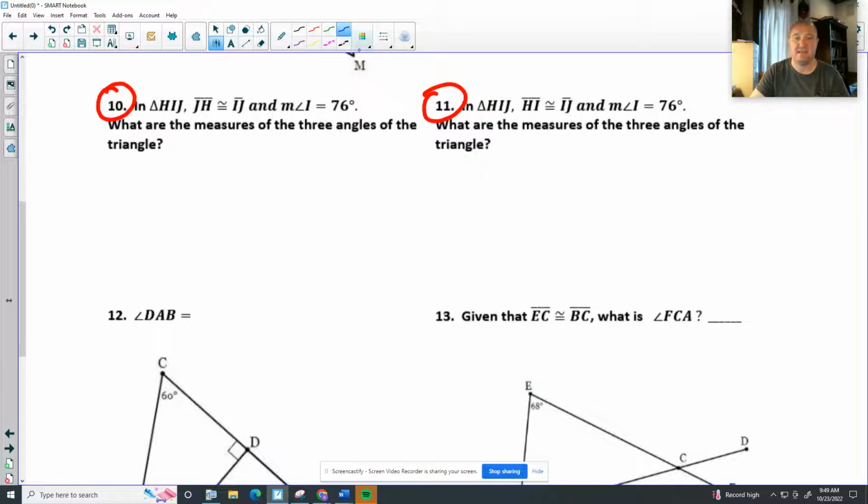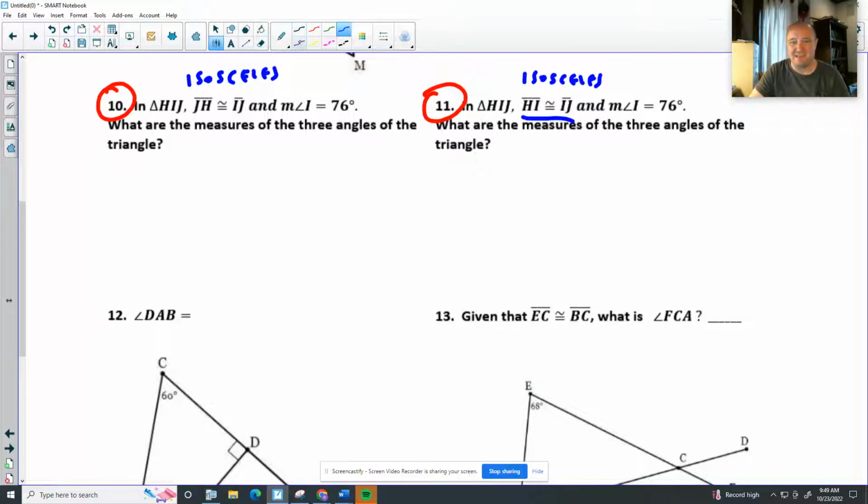Now, some of you might be thinking, well, this is a side of this triangle, and this is a side of this triangle. So they're really telling me that this is isosceles. In fact, if you look over here, the same thing is going on. It's still HIJ. I've got a different set of parallels, but they're telling me that this is isosceles. So, is this the same question?